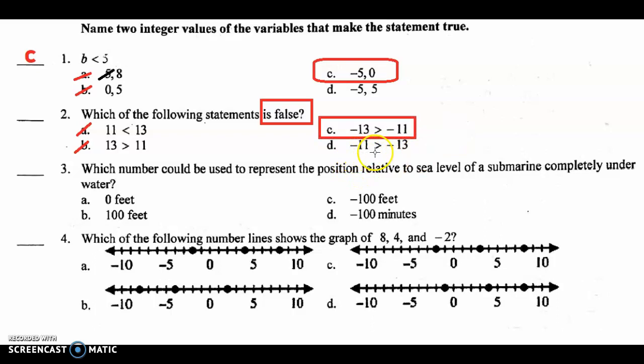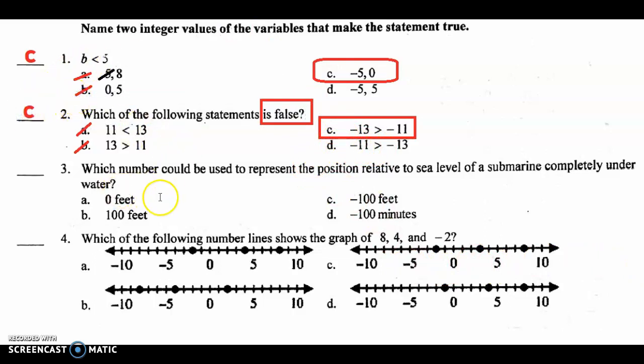And this next one, negative 11 is greater than negative 13. That is true. And if we had it on the number line, let's use this number line right here. Negative 10 is right here. So negative 11 would be right here, and 12, 13, right? Notice that negative 11 is to the right of negative 13. And numbers to the right are bigger than numbers to the left. So that is another way of thinking about it. So our answer is C.